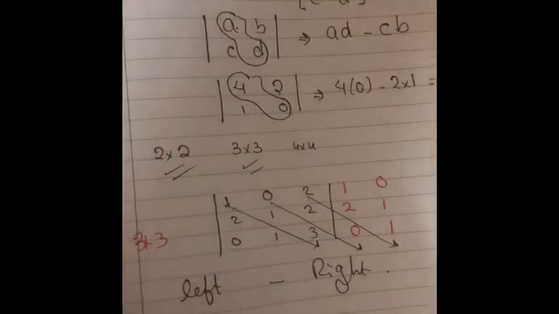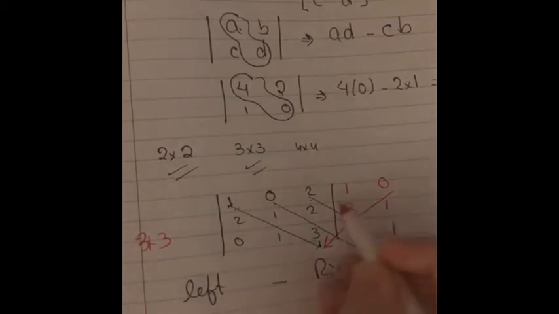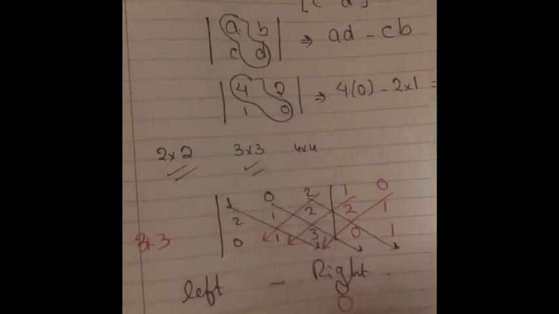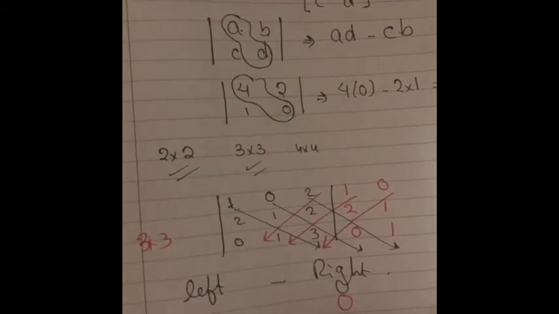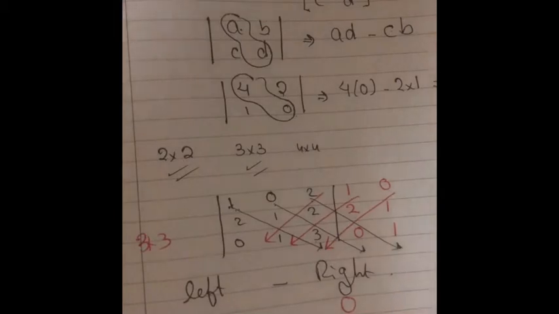Minus the right side multiplications, 0 times 2 times 3, that's 0. 1 times 2 times 1, that's 2. 2 times, okay, there's another 0, so the answer is 2. 12 minus 2 is 10, and this is the answer of the determinant, 10. This is how to get the determinant of a 3 by 3.